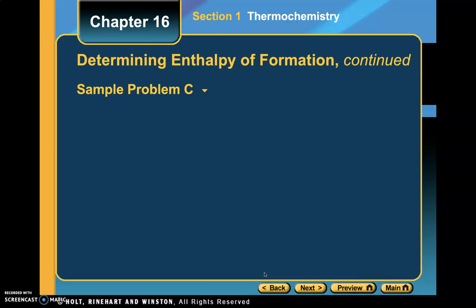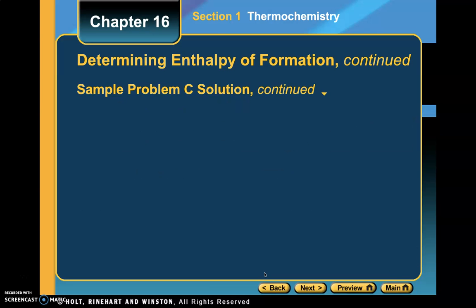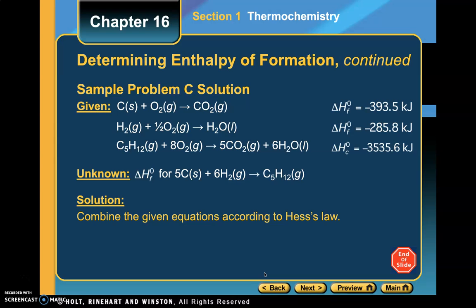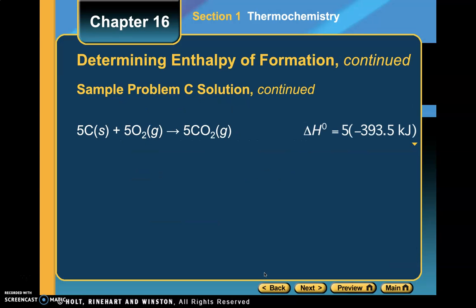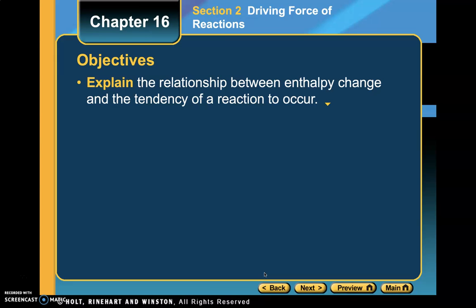Here's another sample problem. And again, I'm not going to go through this one. So here's the givens. You're given this information and you're trying to get to the delta H F naught for that equation you've got there, 5C plus 6H2 yields C5H12, right? So you're trying to combine these using Hess's law. I would encourage you to give this a try on your own and get those answers. And look, there we are at the end of section 16.1 all the way to 16.2.